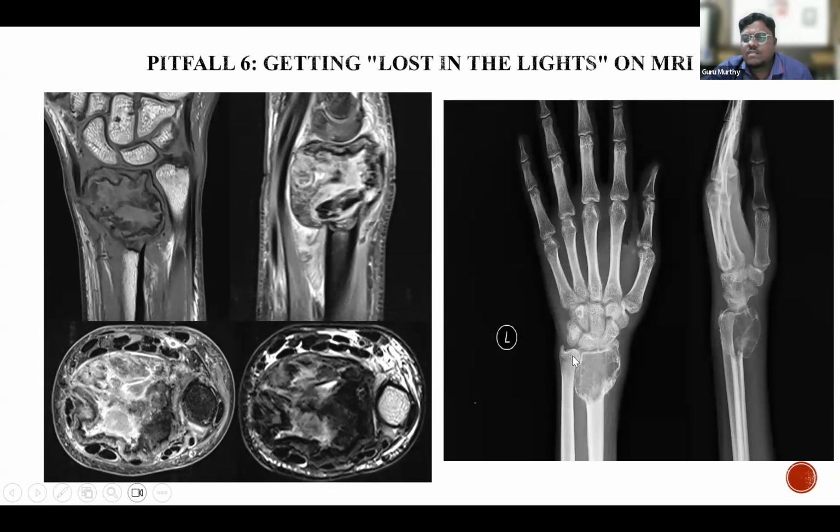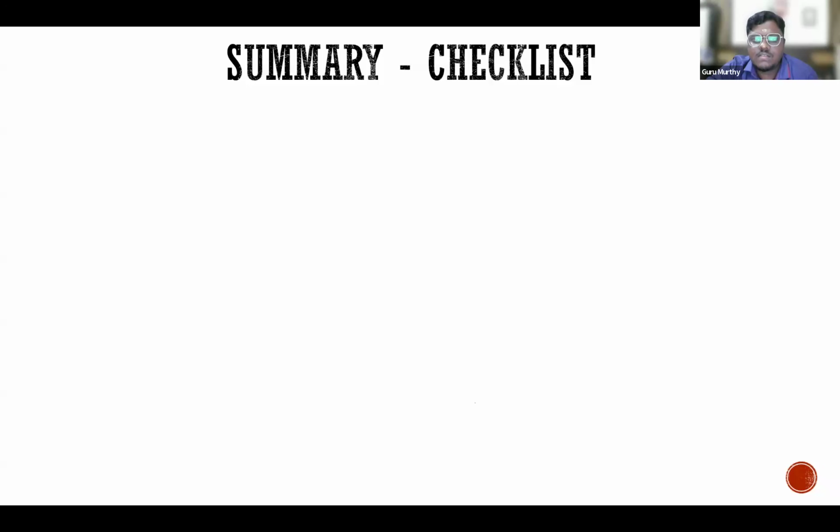Epiphyseal lesion, skeletally mature patient, subarticular location, it's a GCT. Your MRI is done mainly to look for the local extension, relations with the soft tissues, and what all are involved. So just don't get lost in the lights of MRI. It appears so bizarre, but to diagnose it, always see the X-rays.